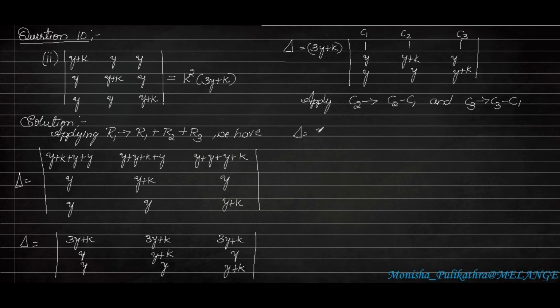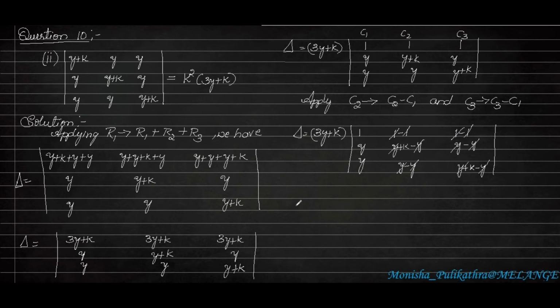So delta is equal to 3y plus k. Column 1 I have not changed, so column 1 will remain as it is. Column 2 changes to column 2 minus column 1. So here 1 minus 1, here y plus k minus y, and here y minus y. For C3 minus C1, 1 minus 1, y minus y, and y plus k minus y. So here y cancels y.